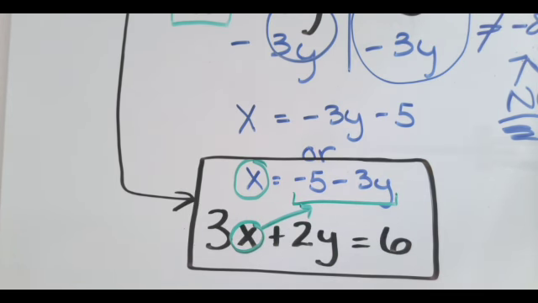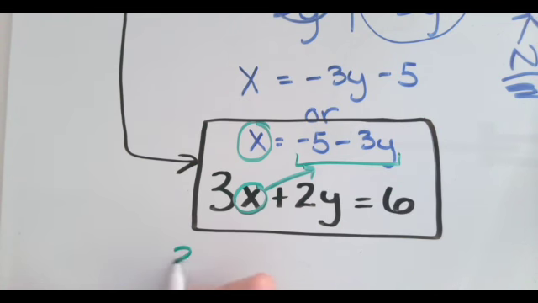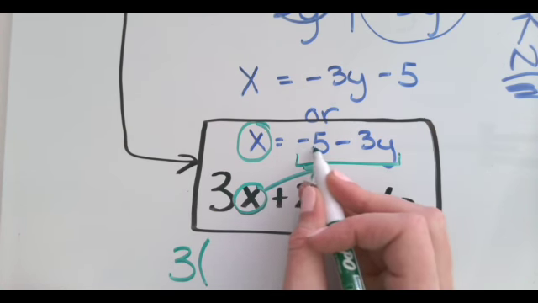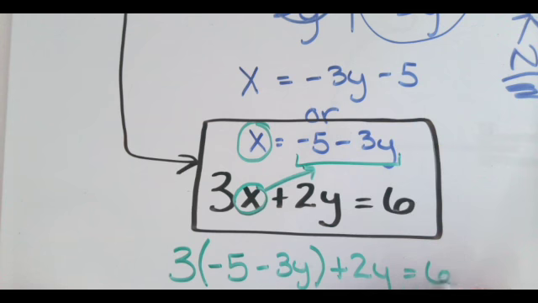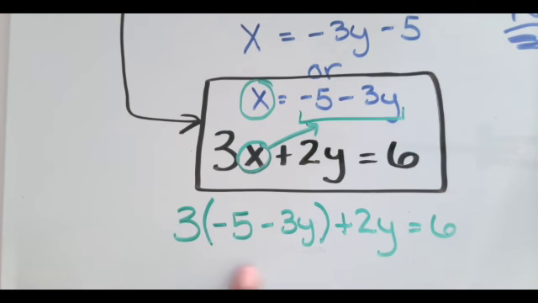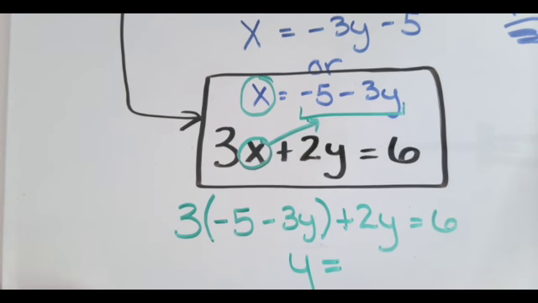That's the substitution. So I'm going to go 3, and instead of x, I'm going to replace x with what it's equal to. x is equal to negative 5 minus 3y. So I'm going to put negative 5 minus 3y, close it up. Now I'm going to continue, plus 2y equals 6. Now I have one equation and I only have one variable. Now they're both y's. I can solve for y. I can figure out what y is equal to. And that's what I'm going to do.